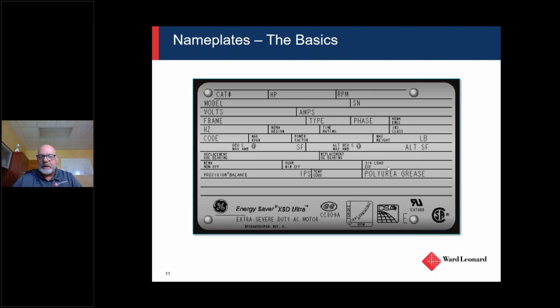And then your efficiency ratings would be down here. Not everybody lists that, but some people do. If it's a precision balance motor, like an IEEE 841 spec motor, then that's going to be balanced to a certain standard. That's inches per second. So that could be listed on your nameplate. And then what type of grease.